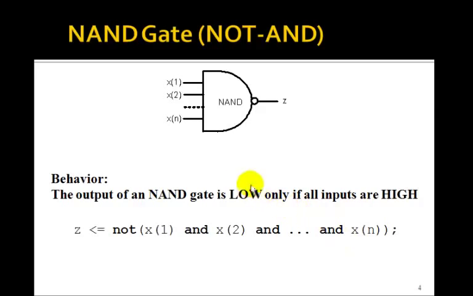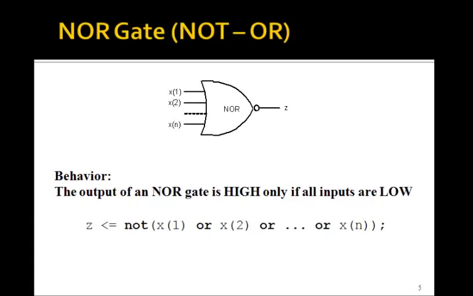Remember, a NAND gate is low only if all inputs are high. And we'll write NOT and then parentheses X1 and X2. So it's a NOT AND. The NOR gate is high only if all inputs are low. We'll write this as NOT X1 or X2 or. Just a NOT OR.